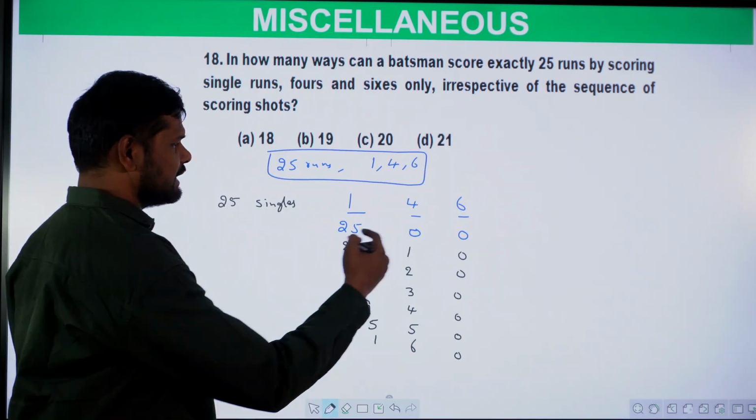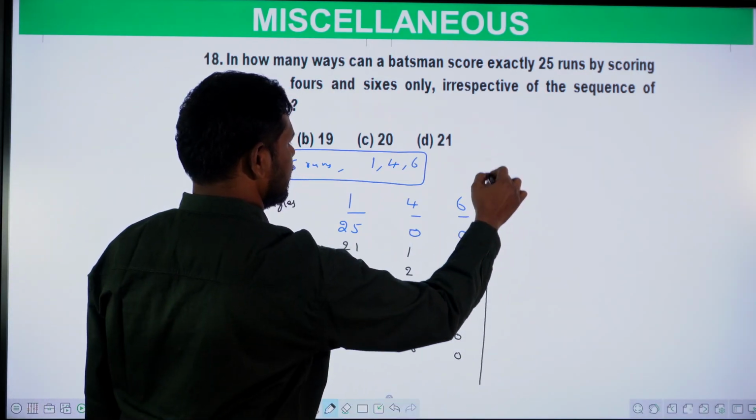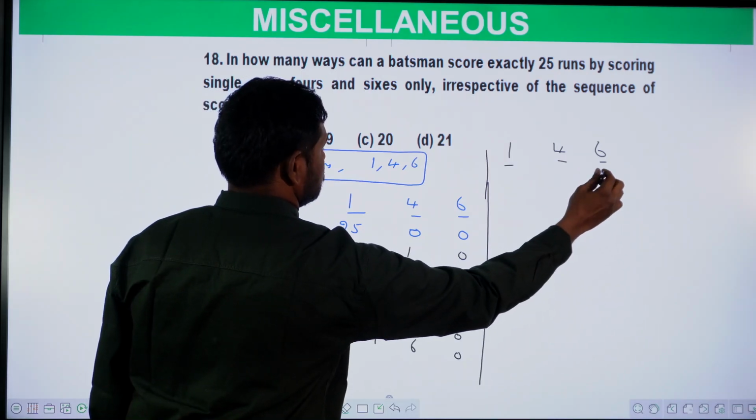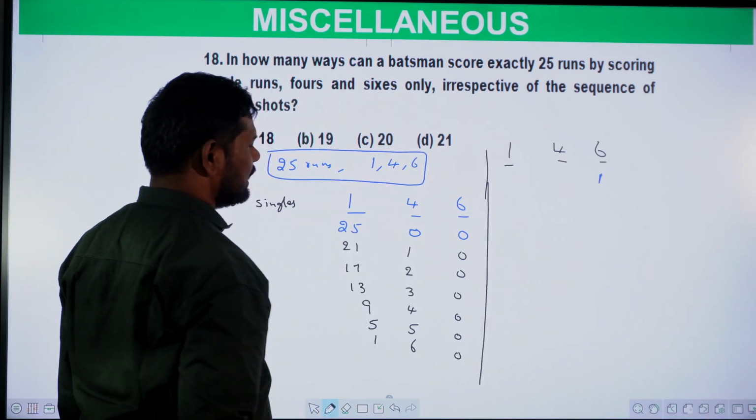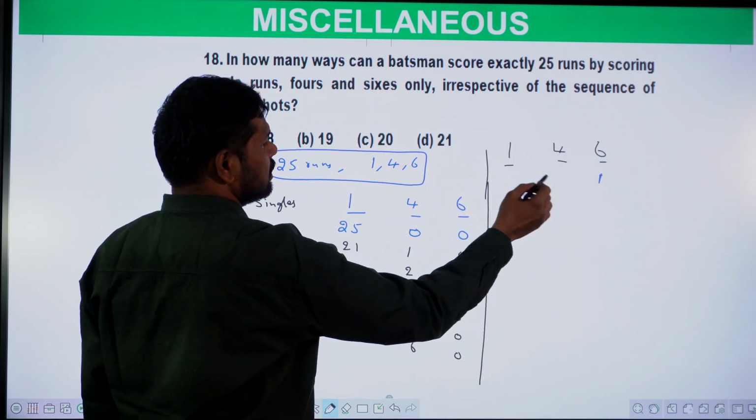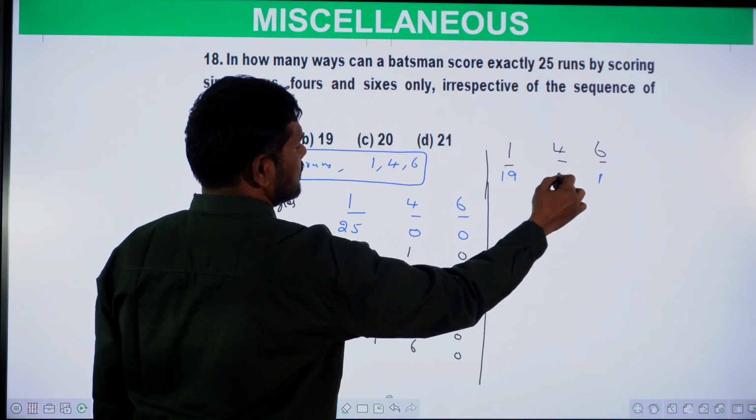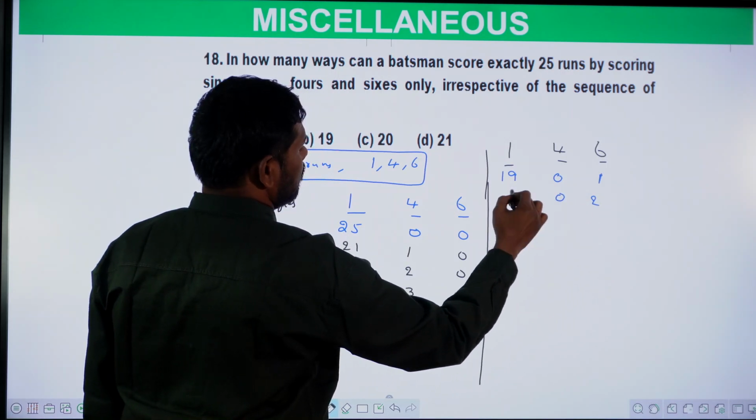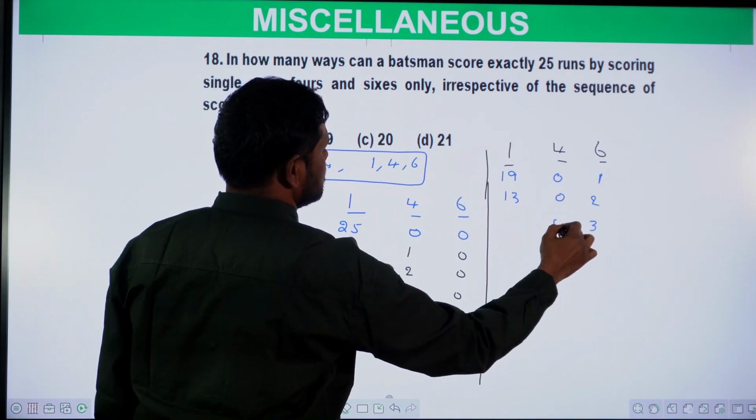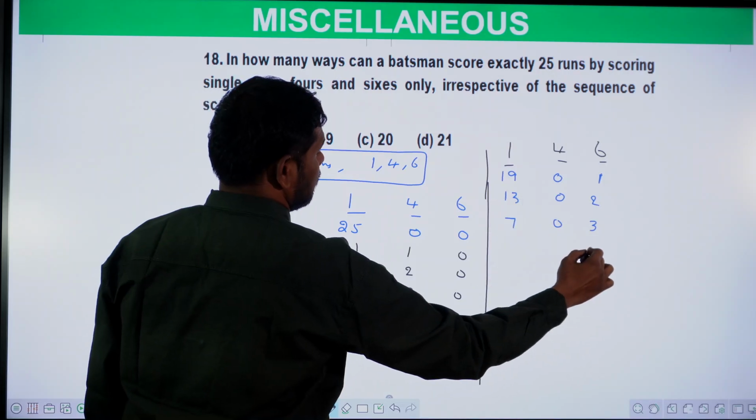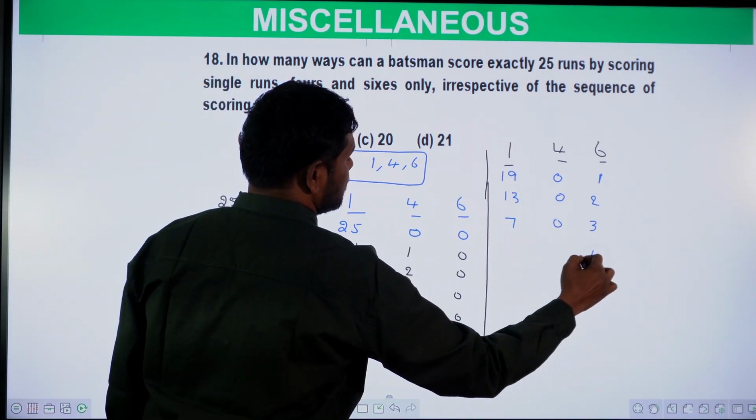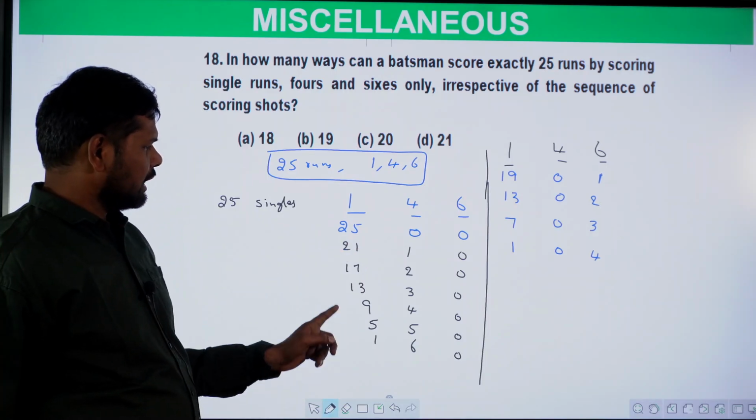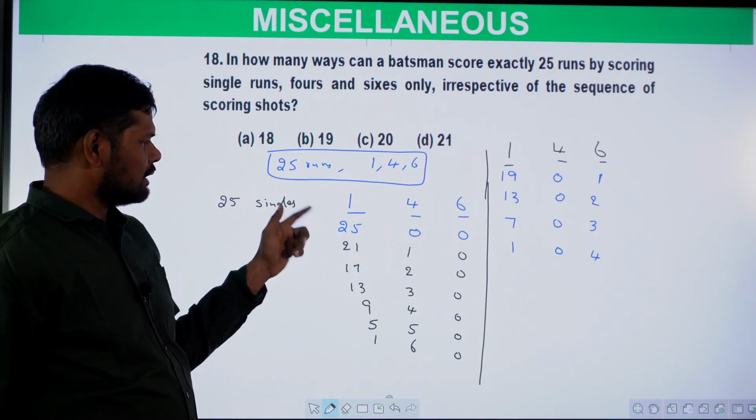Now only sixes. One more case I can consider: 0 fours, one 6, with 19 ones. I am considering only sixes here. Two sixes, 0 fours: 12, plus 13 singles. Three sixes, 0 fours and 7 singles. Next, four sixes and 1 single. So with all fours and singles, with all sixes and singles, all singles cases are covered.